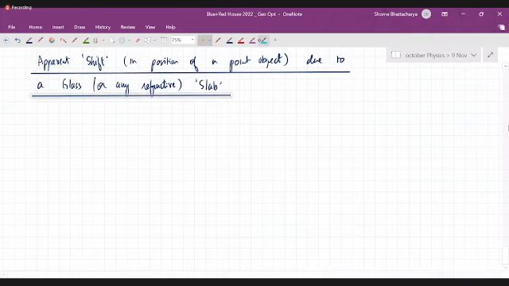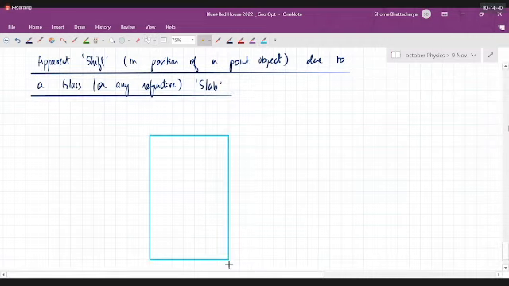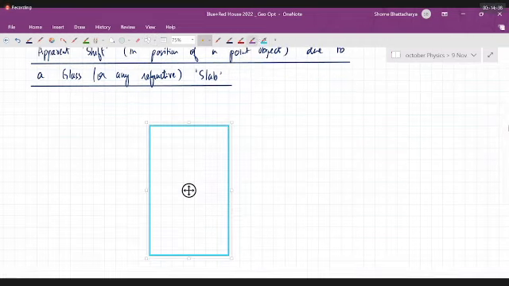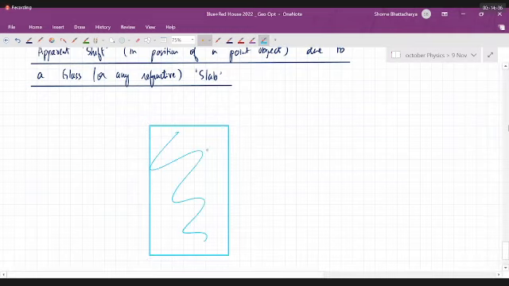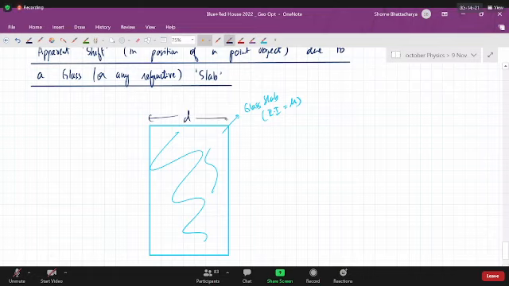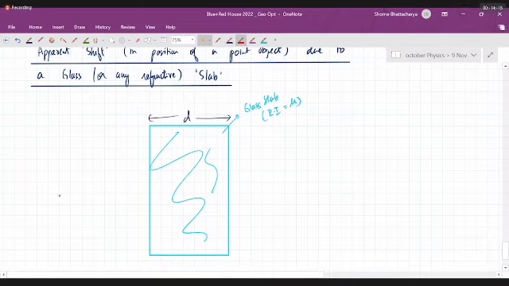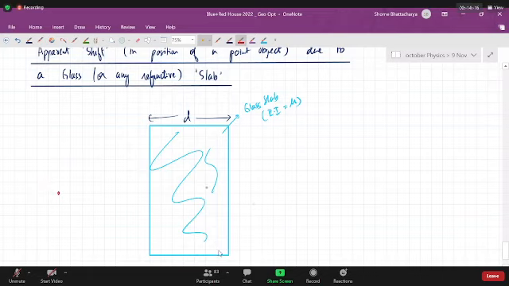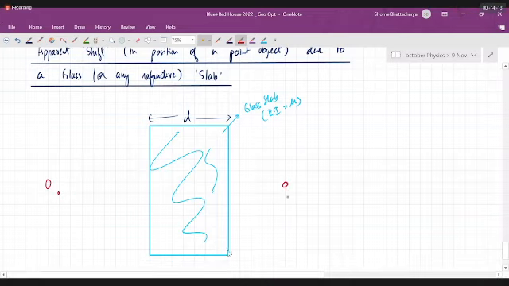Okay. So for example, if we have a situation like this, this is a glass slab where the refractive index of the glass is mu, let's say, and the thickness of the glass slab is d. Now, if we have a point object somewhere here, and there is an observer who's viewing it normally.